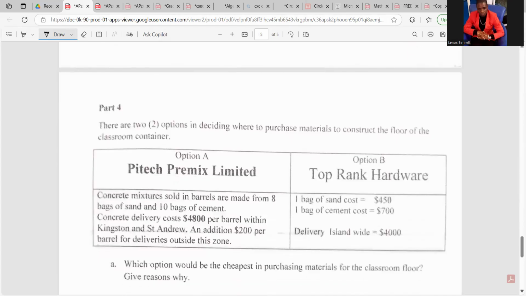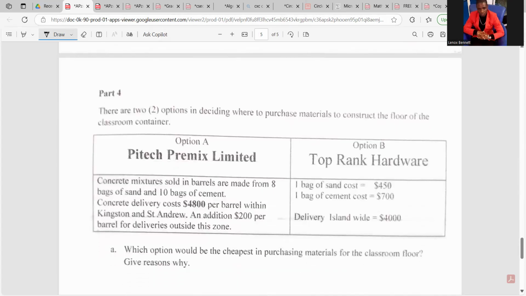Part 4 now says there are two options in deciding where to purchase materials to construct the floor of the classroom container. Pick up that place here, Pitch Tech or PyTech. Pick up PyTech, it's their paper. Alright, option A, PyTech Premium Premix Limited.